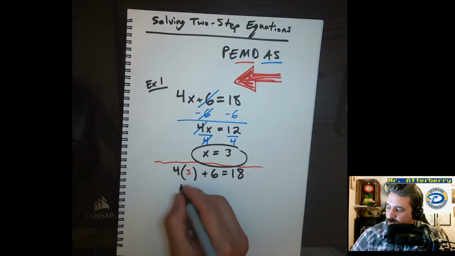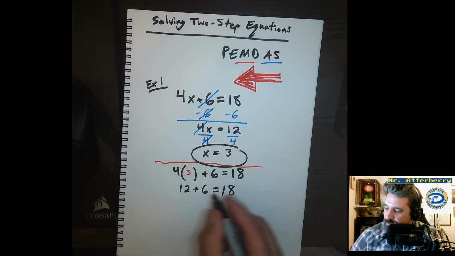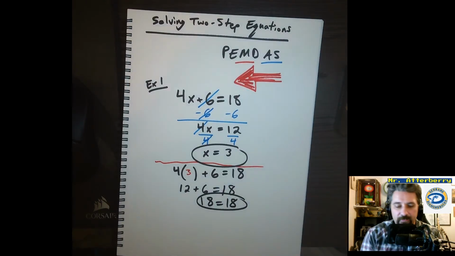4 times 3 equals 12, plus 6. Does that equal 18? Yes, it does. Okay? So I feel confident that that's the right answer. Let's go over another one, though, because it can look a little bit more tricky, and I'm going to show you what that would look like.